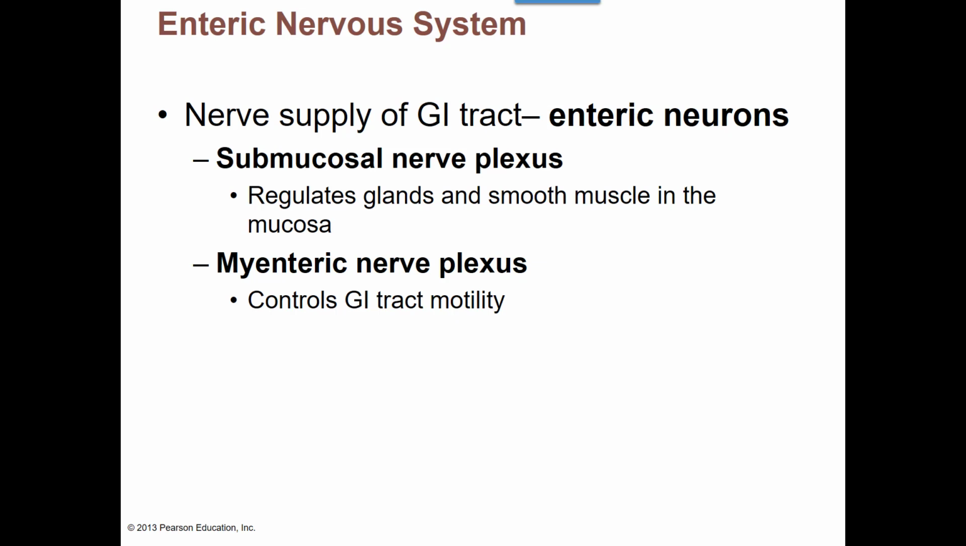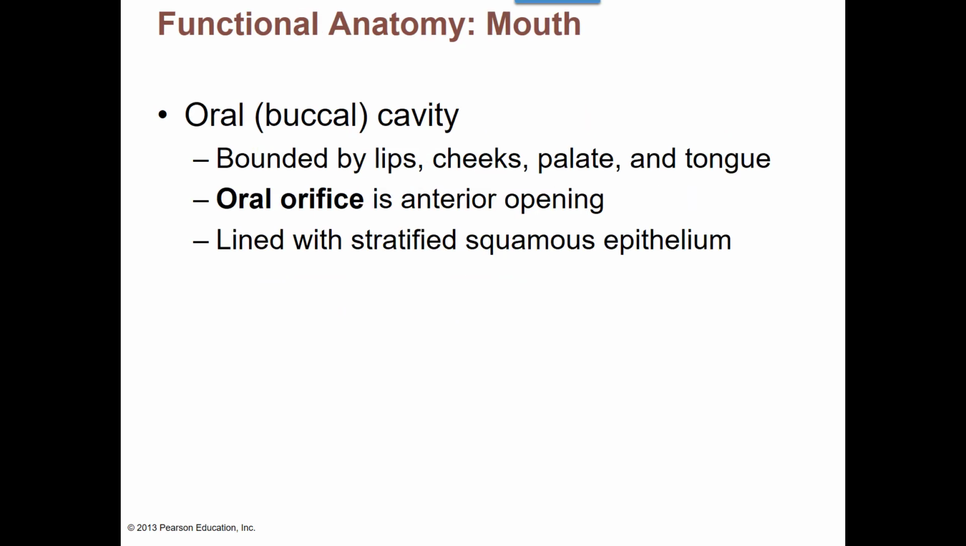And then we also have our myenteric nerve plexus, and anything that has that my at the beginning usually is muscle, and this is controlling your GI tract motility. It's controlling the motion, that movement of food throughout the digestive tract. It's largely autonomic, we can't control it, and the food is just going to move through your digestive tract automatically. Now, those are some of the basics of your GI tract, but we're going to start at the very top and work our way down.